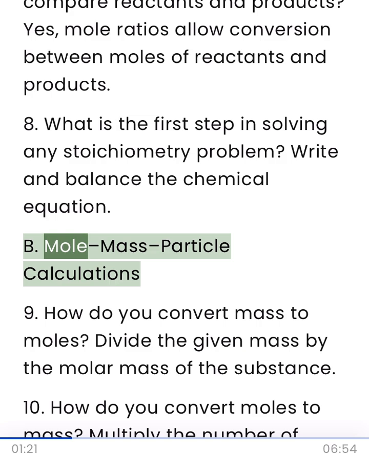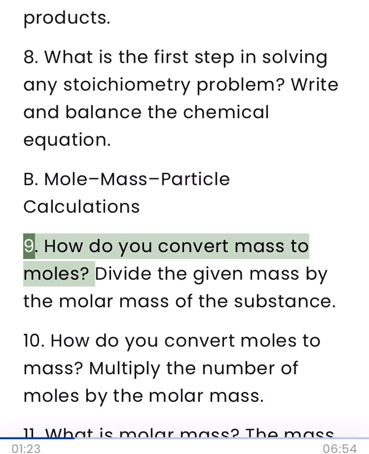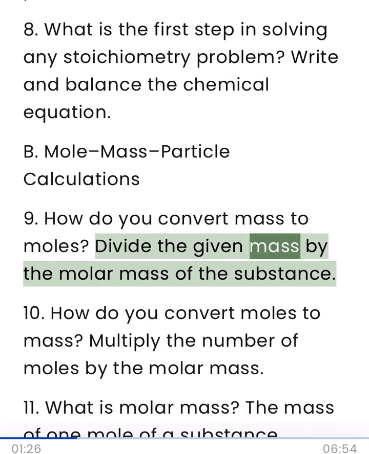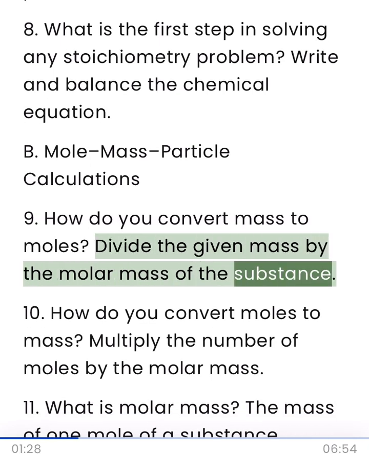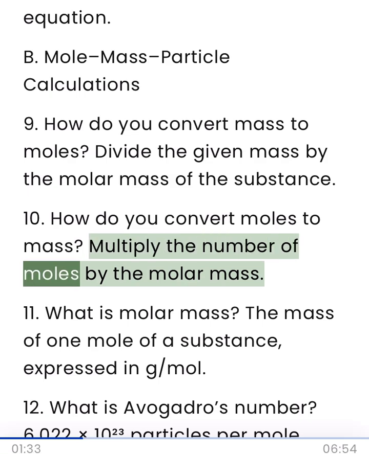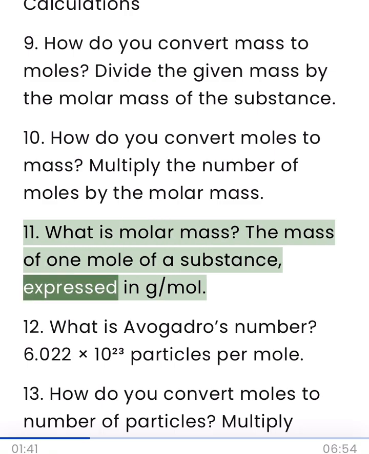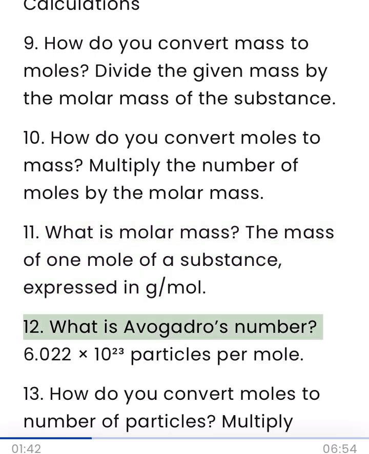B. Mole, mass, particle calculations. 9. How do you convert mass to moles? Divide the given mass by the molar mass of the substance. 10. How do you convert moles to mass? Multiply the number of moles by the molar mass. 11. What is molar mass? The mass of 1 mole of a substance, expressed in g/mole.